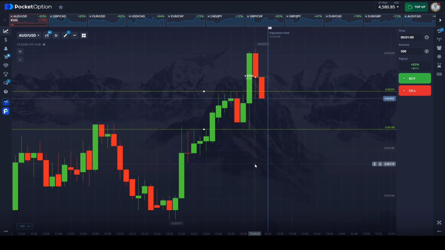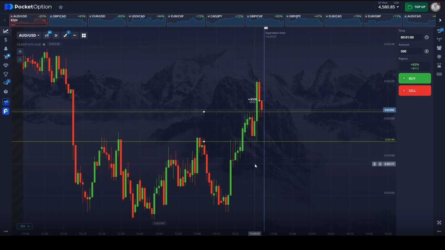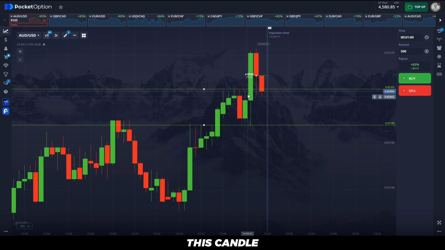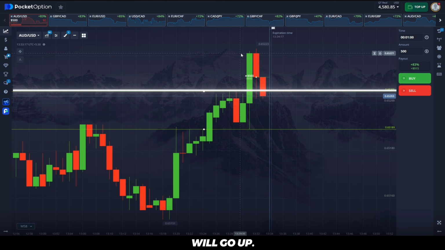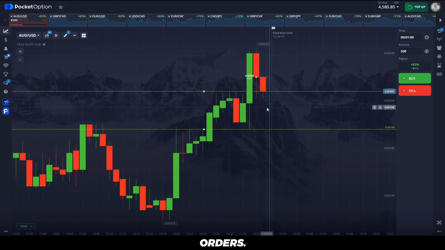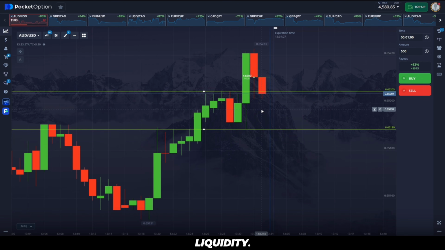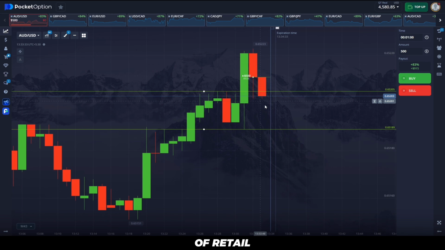It's a simple setup. If you focus, this is an uptrend market. This candle shows a breakout, which means that price will go up. So retail buyers will place buy orders. Their stop losses will lie here, which means liquidity. And when we have liquidity, we all know that price moves towards liquidity. The price goes down to grab the liquidity and hit the stop losses of retail buyers.